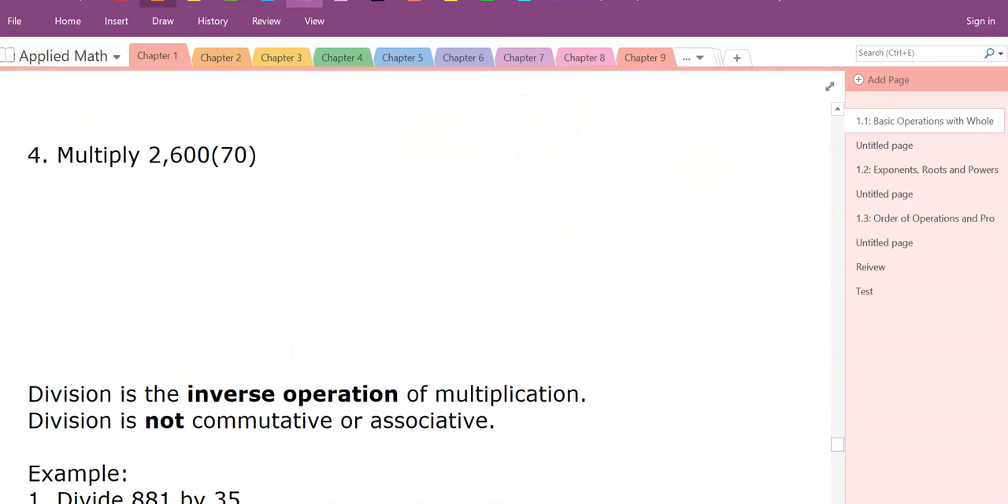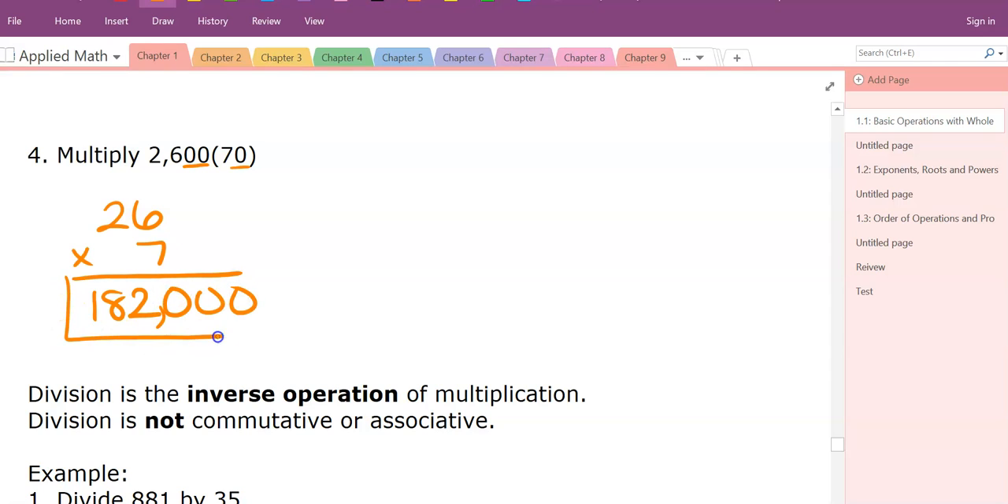For this one, because we have numbers that have a lot of zeros, we can actually drop those at first and just do 26 times 7. And that's going to be 182. And since I had those 3 zeros, I just attached them at the end of my problem here to get my exact answer.